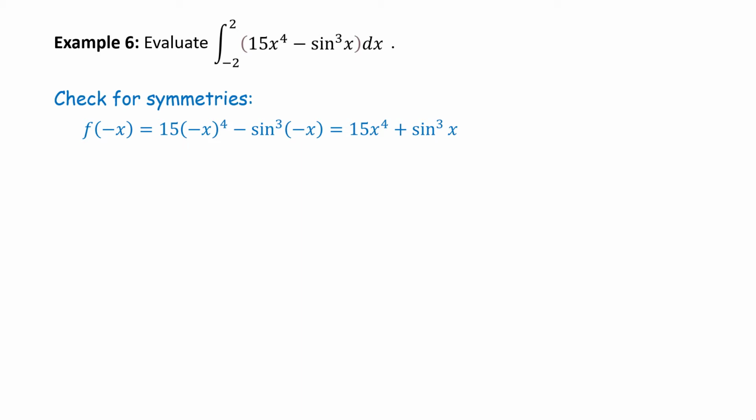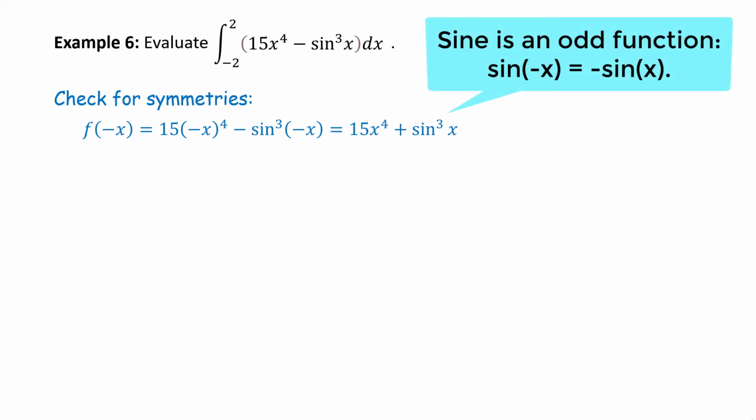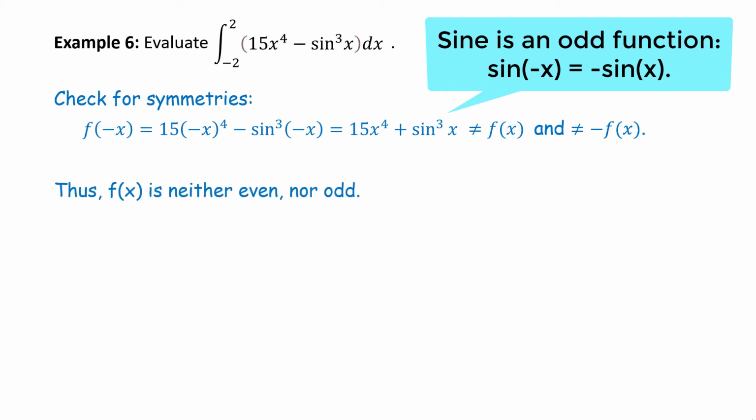That would be equal to negative x to the fourth is just positive x to the fourth, so 15x to the fourth. We remember that sine is an odd function. So sine of minus x is minus sine of x, and cube that. That's still a negative. Minus negative gives you plus the sine cubed of x. Notice that that's not the original function, and it's also not the negative of the original function. Thus, this function is neither even nor odd. Even so, we will continue.